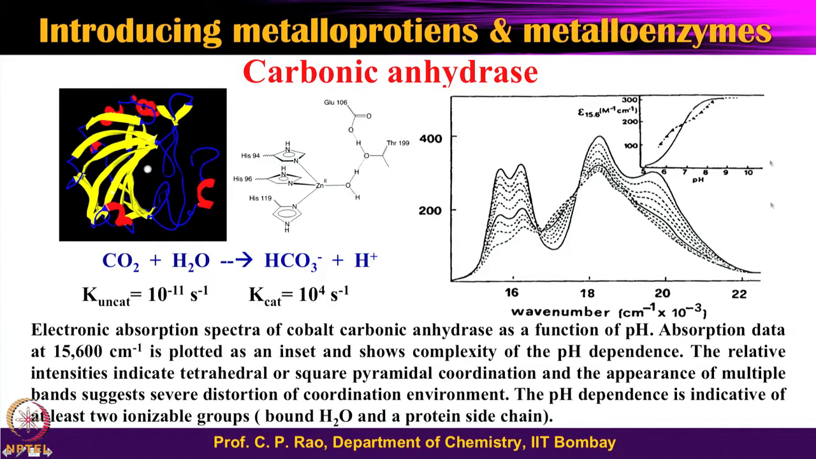Now, on this side you have a number of spectra, as you can see, whose intensities are varying. What have these spectra come from? By varying the pH of a cobalt containing carbonic anhydrase. So, we take the cobalt containing carbonic anhydrase and look at the absorption spectra as a function of pH. And you see something like the spectra, the intensity is going up, the intensity is going down.